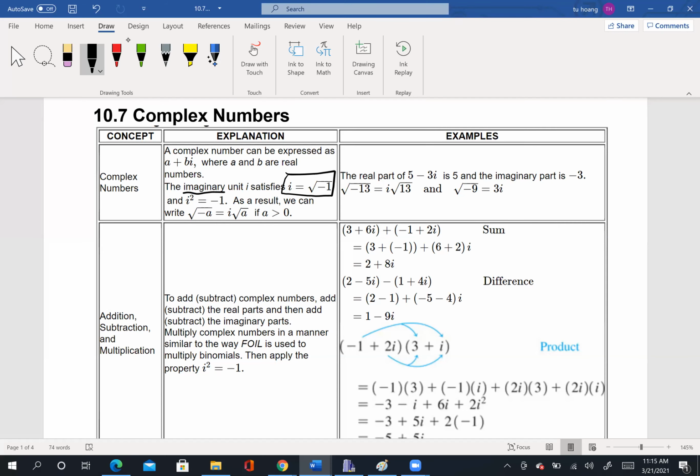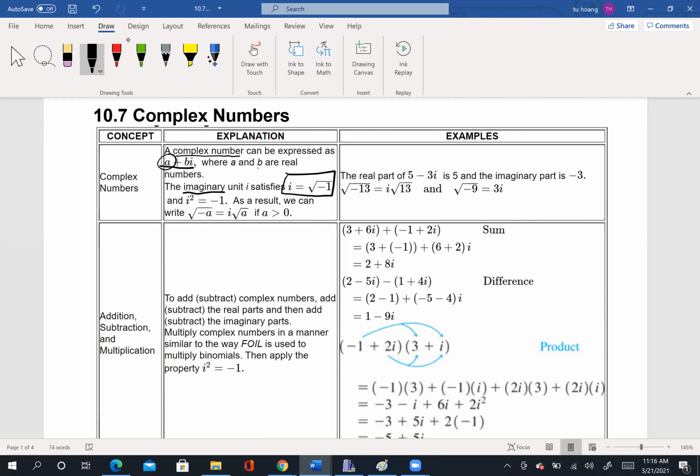In the form of the complex number, we will express it as a plus bi. Here a is a real number, and b is also a real number. A and b are real numbers, but we call a the real part and b the imaginary part.